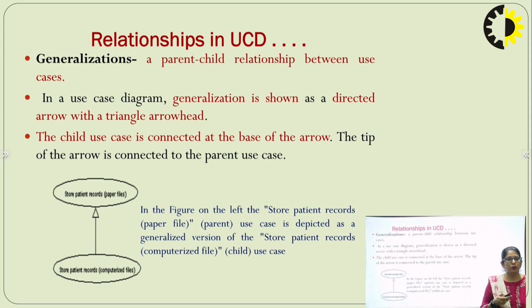Like here we say store the patient record on paper, and another use case we have is store the patient record on a computerized file. So the computerized file is the child use case, that is, its generalized form is storing the record on a paper file as well.